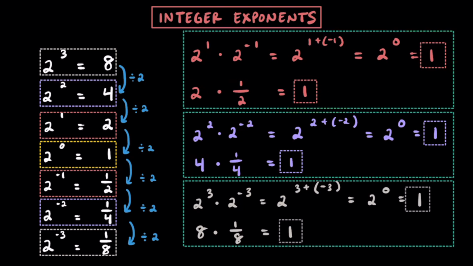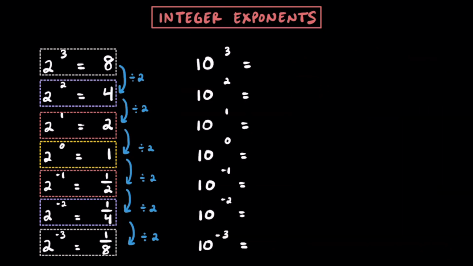And to wrap up this video, let me just show you two more quick examples. Let's check out all these powers of 10. 10 to the third power is equal to 1,000. Notice how there are 3 zeros. 10 to the second power is 100. Notice how there are 2 zeros. 10 to the first power is just equal to 10. Notice how there's 1 zero.